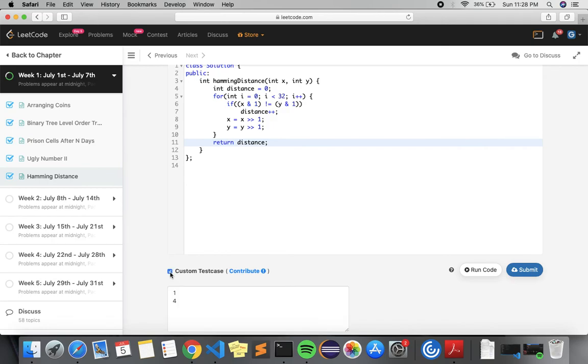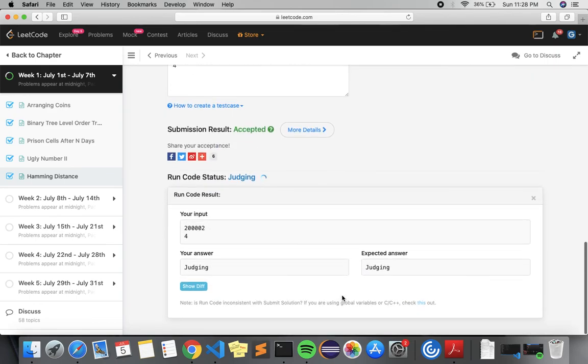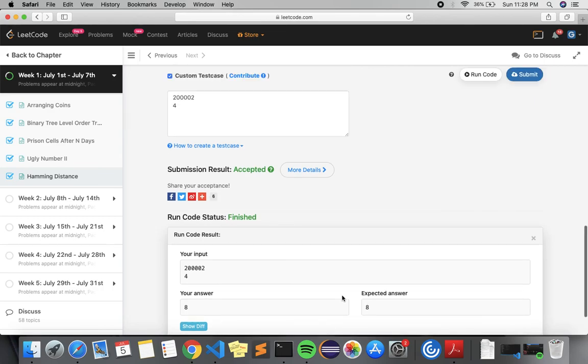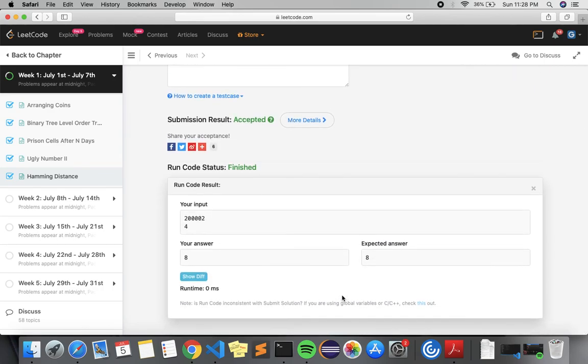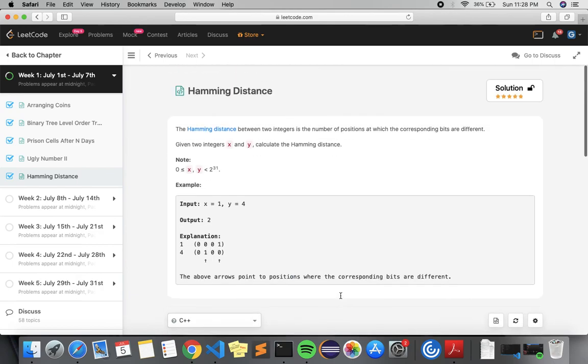So let us see for int max, a very large number. So this is it, only 8 bits are different. This is the question for today's July LeetCode challenge.